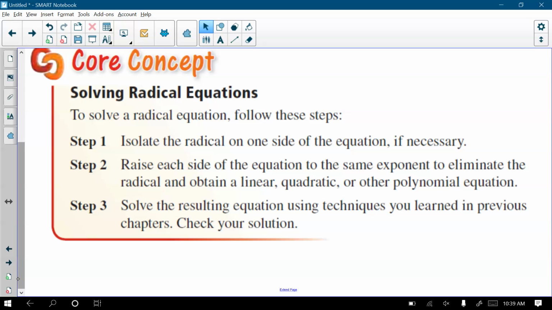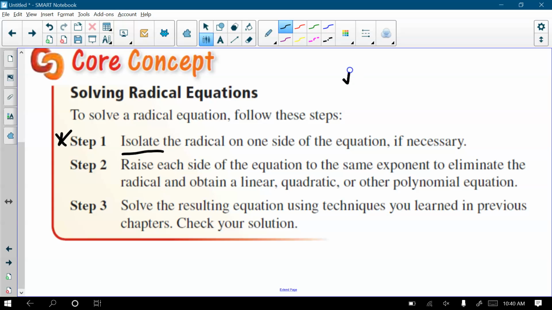To solve a radical equation, follow these steps. These steps are kind of general and not always applicable, but it says isolate the radical, so get the radical by itself on one side of the equation if necessary. We're going to see this step in a little bit. Sometimes that's not always true. Sometimes you want a radical equal to a radical, or a radical equal to a number. Those are the two forms that you really want when you're solving an equation, and that's what step 1 is talking about.